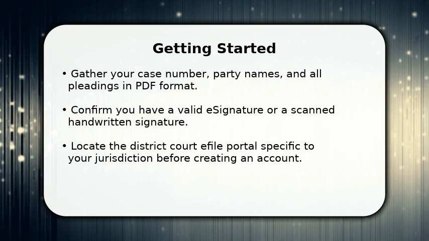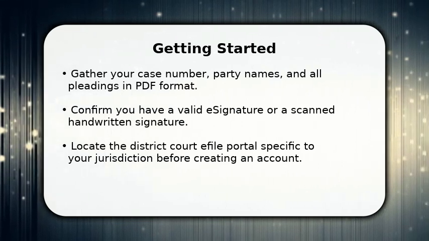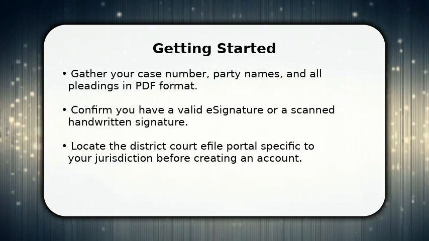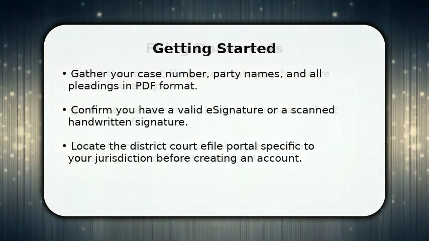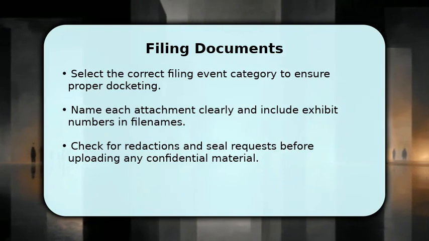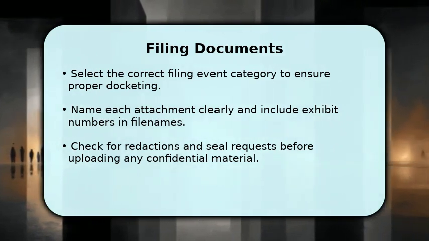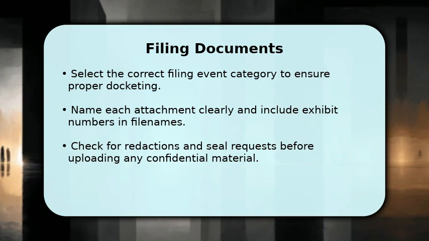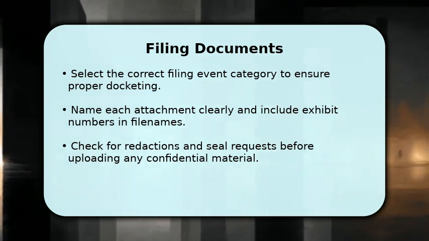Attach exhibits with accurate file names, confirm document size limits, and review your filing for errors before moving to the payment and final submit step. Start by choosing the filing event that matches your document, such as complaint, motion, or response. Upload PDFs in the order you want them docketed and include a cover sheet when required.